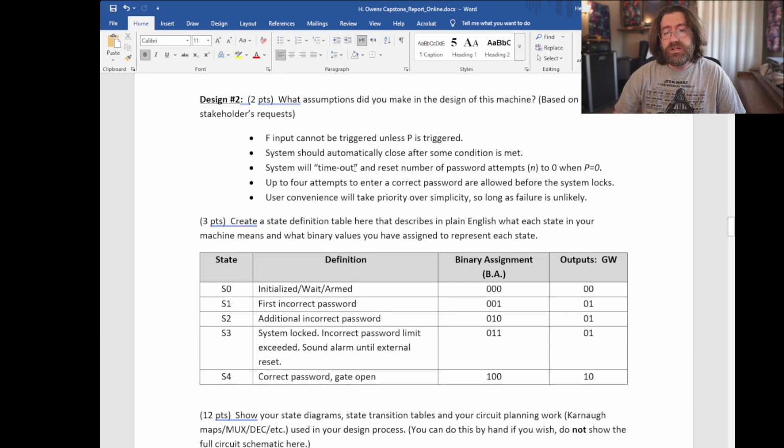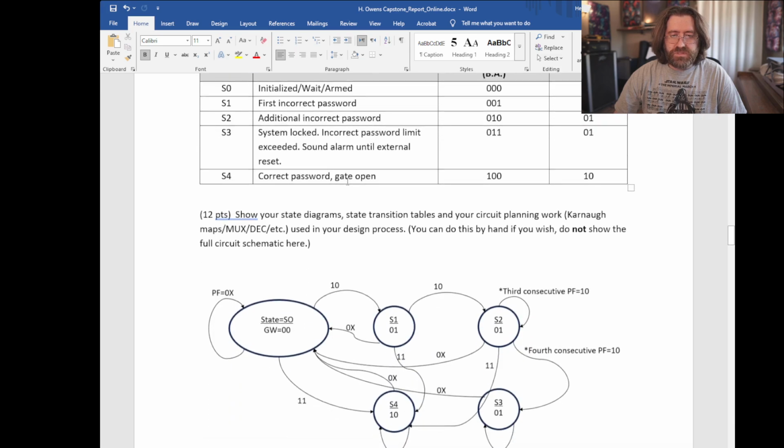Design number 2. With this one, instead of simplicity, I focused on convenience. So it has timeout. This one allows up to 4 attempts instead of just 2, which to me seems more logical. And based on customer feedback, it seemed acceptable. So we start in state S0. If from state S0, S1, or S2 a correct password, 1, 1, is received, then it goes to state S4 where it stays until reset.